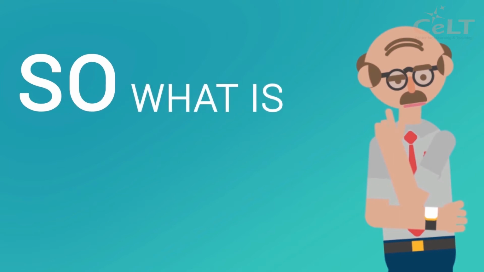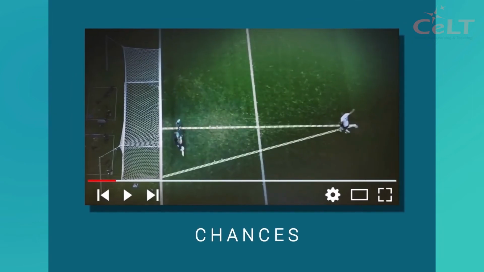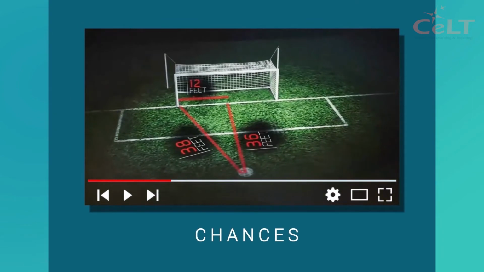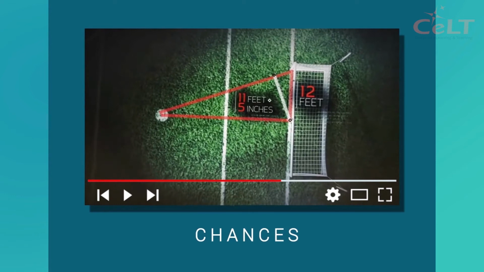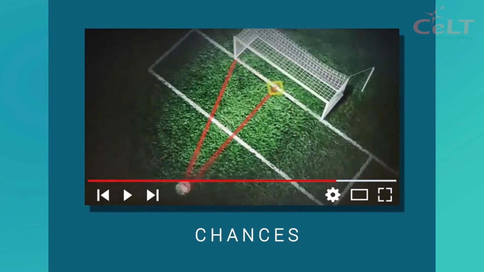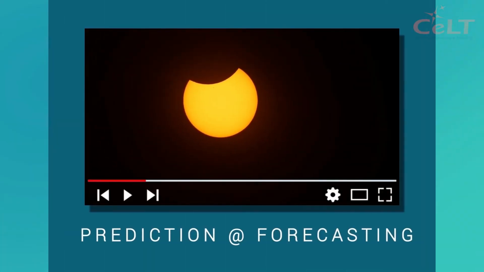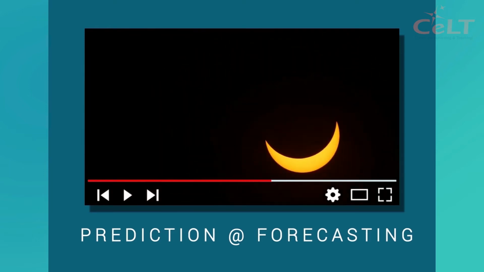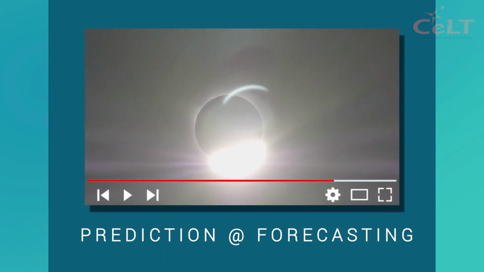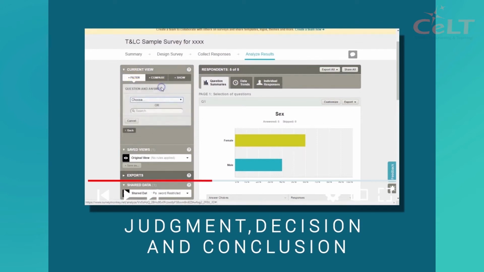So what is probability? Probability is the chance that something will happen. For example, the chance of the striker scoring a goal is uncertain. The shot might be a success or miss the goal. Probability can be described as prediction or forecasting. For example, the prediction of an eclipse happening. Normally, probability can be used to make the best judgment, decision, and conclusion.